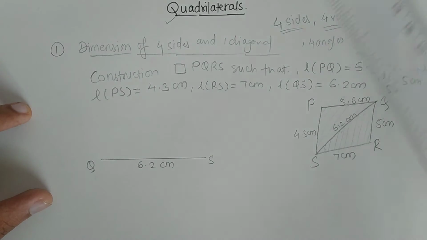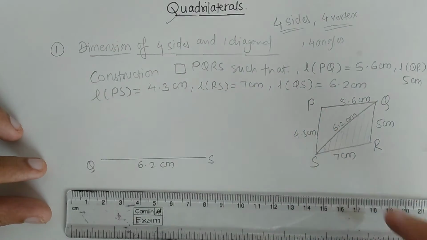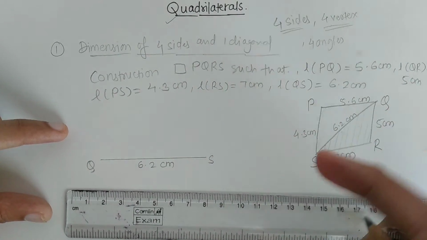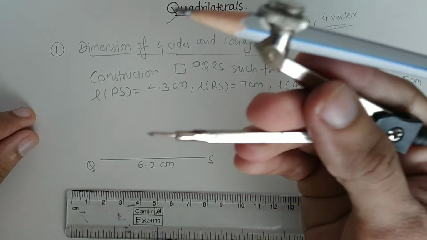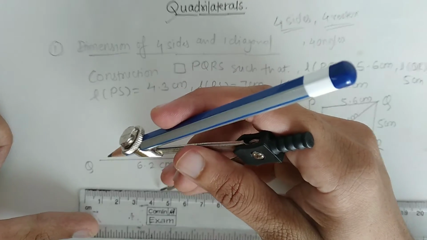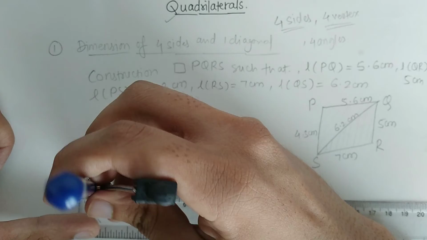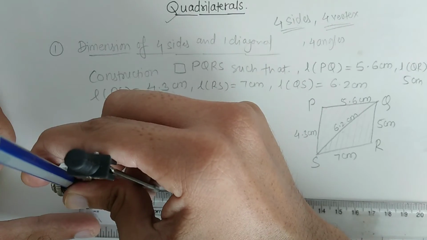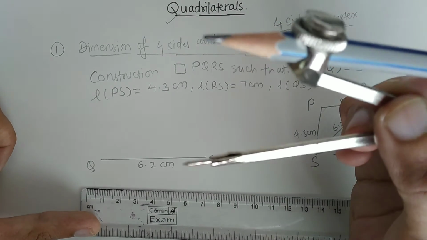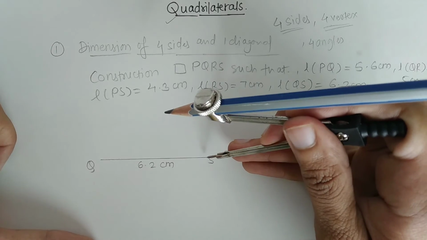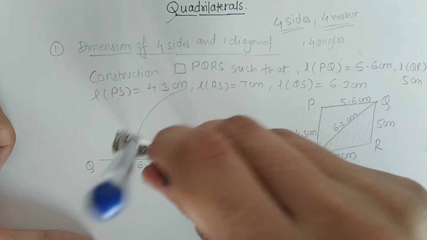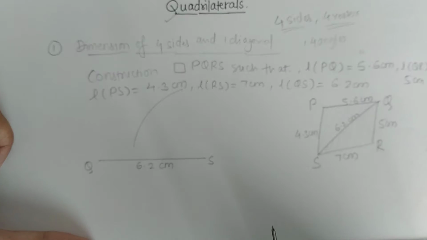Pay your attention carefully. We will take the scale. Now PS is 4.3 centimeter. The length of PS is 4.3. So I am going to mark the distance of 4.3 in my compass. So this is the distance, 4.3 centimeter. And I will point the pointer of the compass on point S and I will make an arc. Here I have drawn an arc.